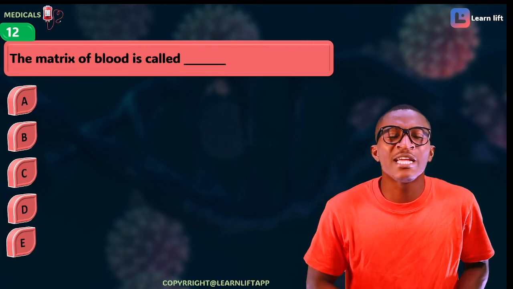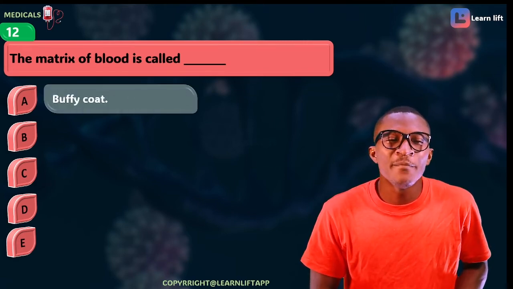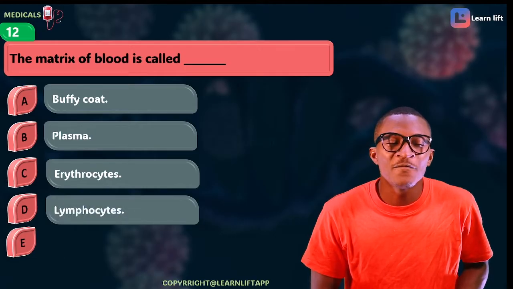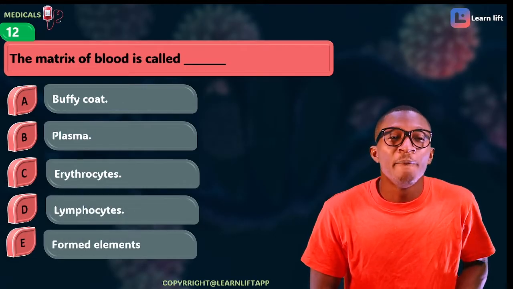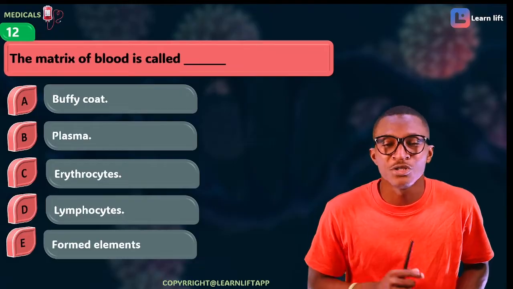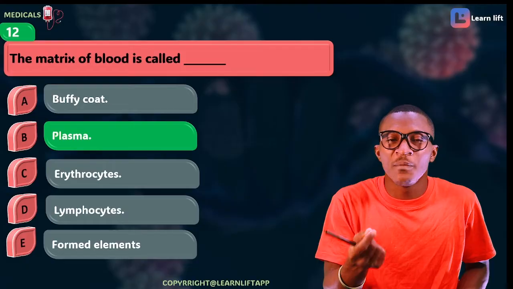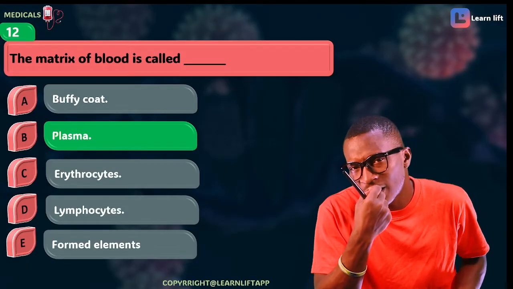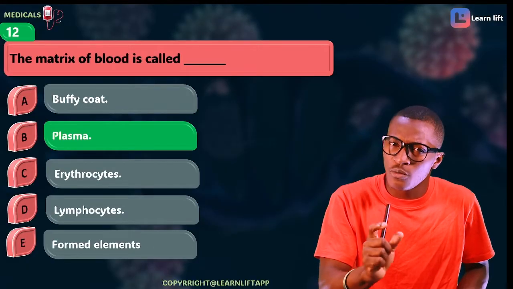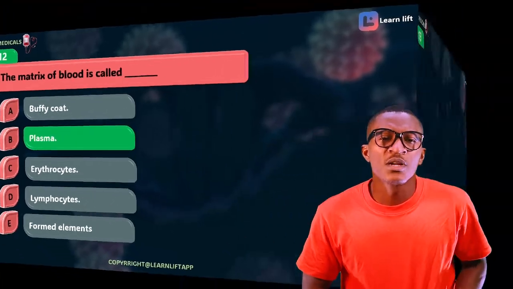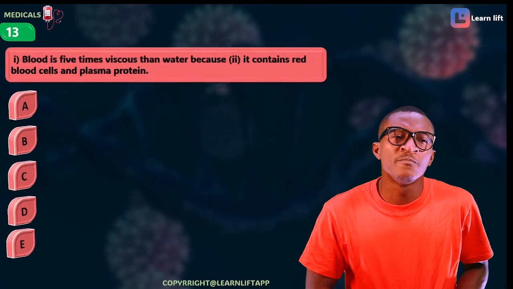Matrix of blood is also called dash. A, buffy coat; plasma; erythrocytes; lymphocytes; formed element. Matrix is also called your what? Your plasma. Don't forget that plasma is also called matrix. Why? Formed element are also called, say, what's plasma? We say it is a clear straw color part of blood, right? Quickly, let's move.